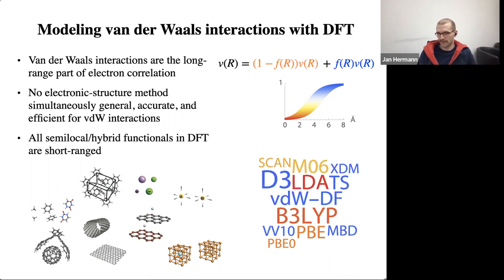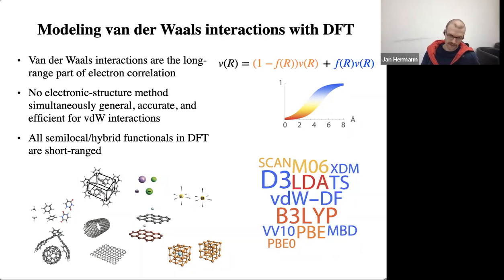There is a myriad of different electronic structure methods that try to model this correlation. But essentially, there is no method that will tick 3 boxes at the same time in the context of Van der Waals interactions. That is being general, so working across a wide range of different molecules and materials in different environments; being accurate enough for interesting applications; and being computationally efficient, so you can apply it to large enough systems, which often are those where the Van der Waals interactions are important.